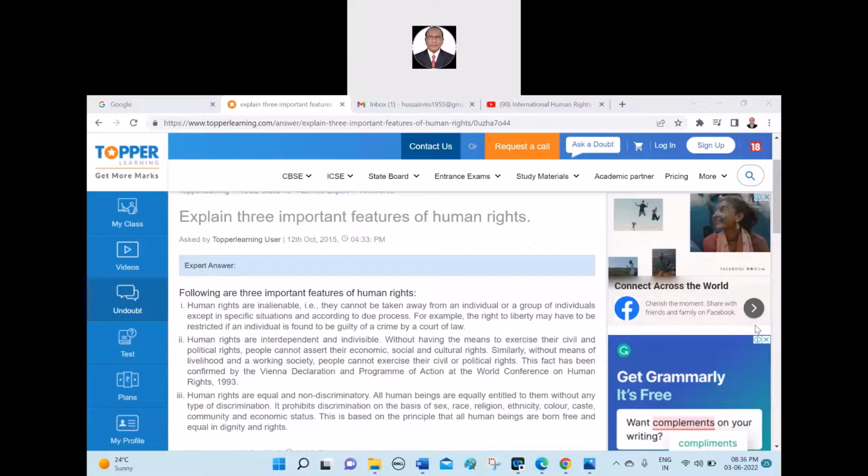Number 3, human rights are equal and non-discriminatory. All human beings are equally entitled to them without any type of discrimination. It prohibits discrimination on the basis of sex, race, religion, ethnicity, color, caste, community, and economic status. This is based on the principle that all human beings are born free and equal in dignity and rights.